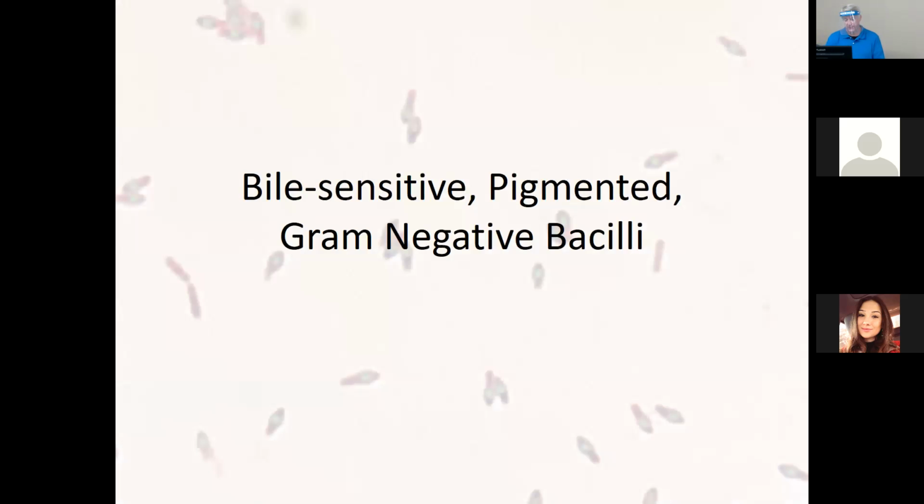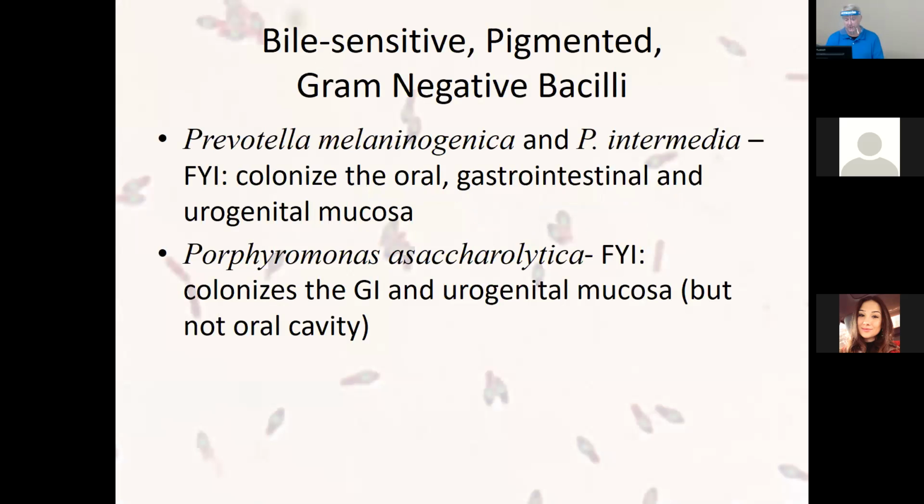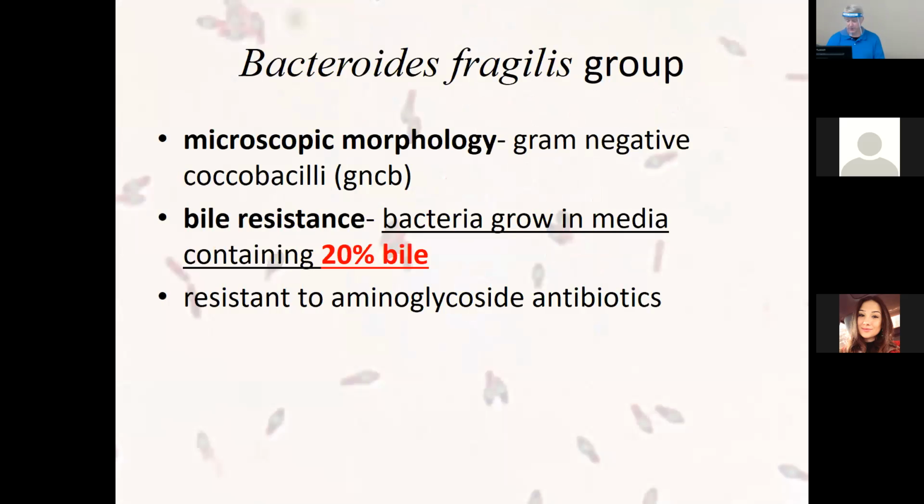Bile-sensitive pigmented gram-negative bacilli. Well, what's the difference here with bile sensitivity and bile resistance? Isn't that what we call fragilis? Bile resistance. That's key to remember that Bacteroides fragilis group are bile resistant, meaning they can withstand bile.